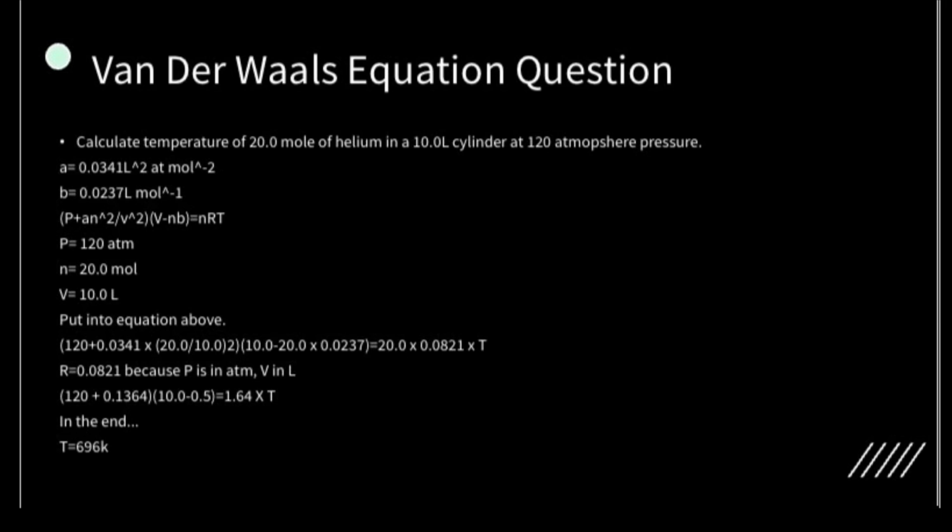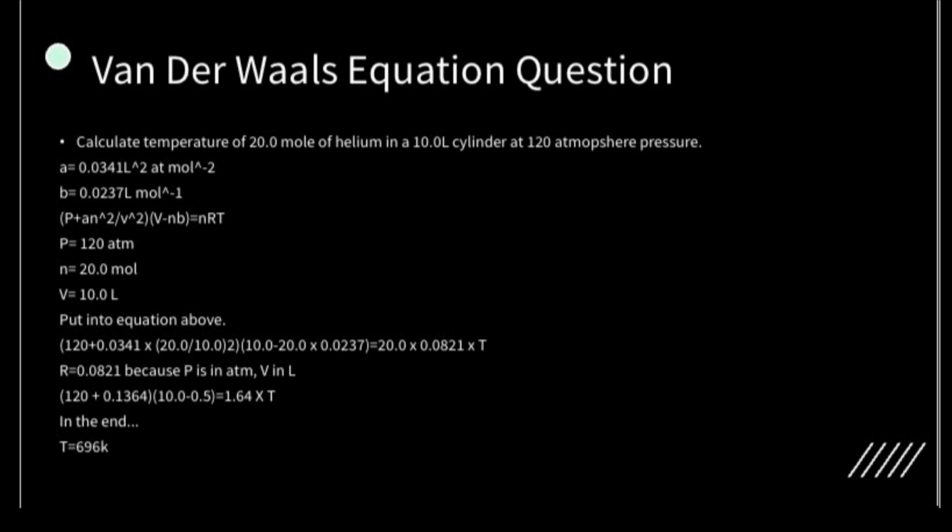And we'll use the equation: bracket P plus a n squared divided by V squared bracket times bracket V minus nb bracket equals nRT, where P equals 120 atm, n equals 20.0 mole, V equals 10.0 liters, and then we're going to put all of those into the equation above that we just stated.